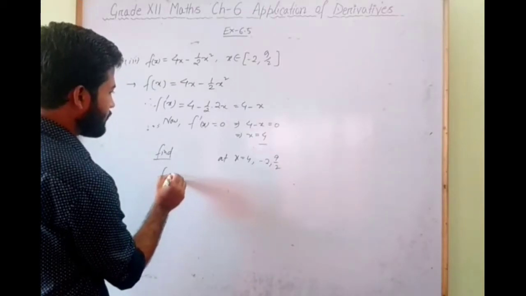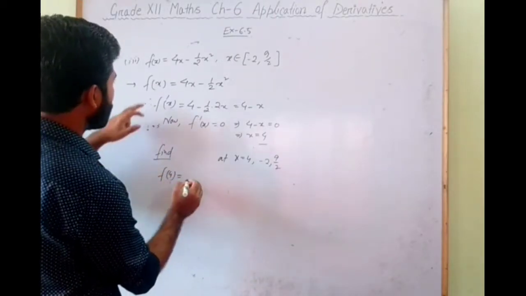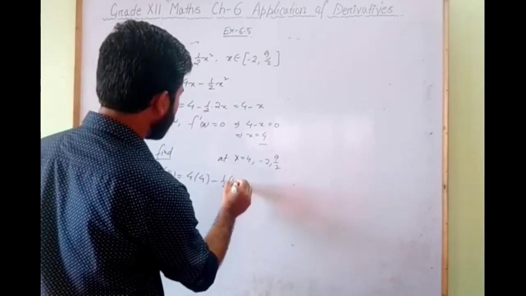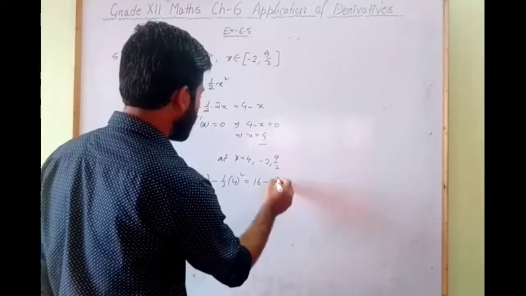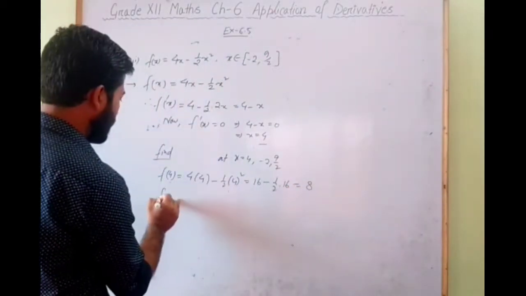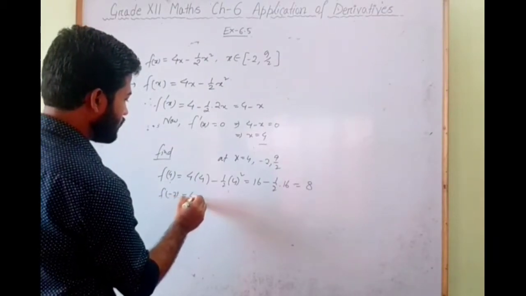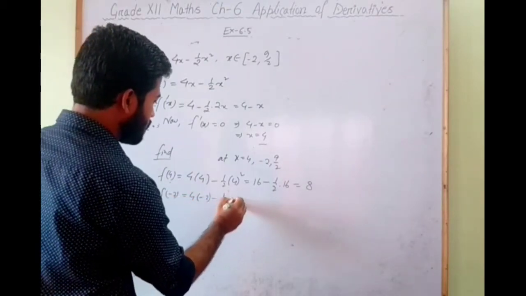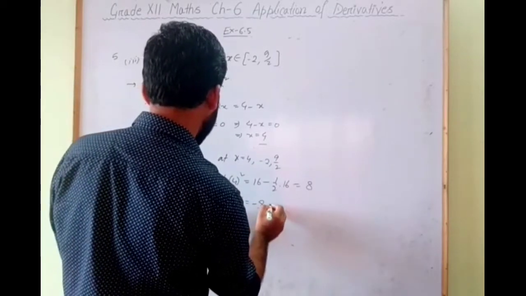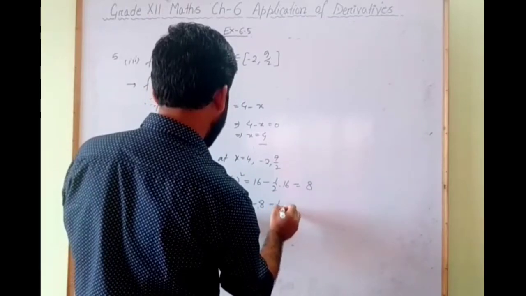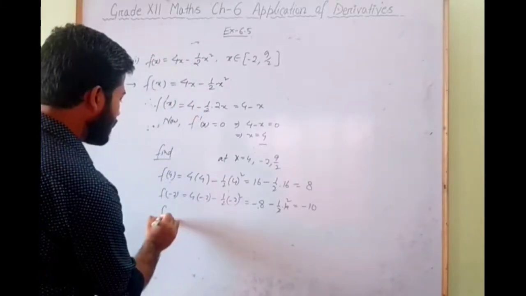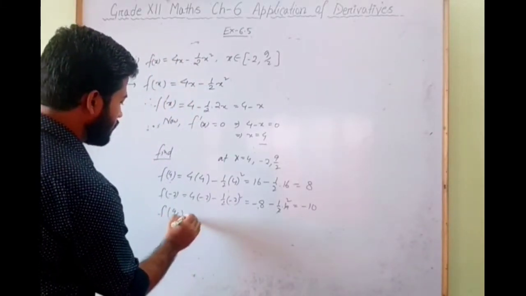At x is equal to 4, that is f of 4, we shall have 4 into 4 minus 1/2 into 4 square, so it will be 16, this will be 8. And f of -2 will be 4 into -2, this will be -8, and minus 1/2 into 4, so -10.